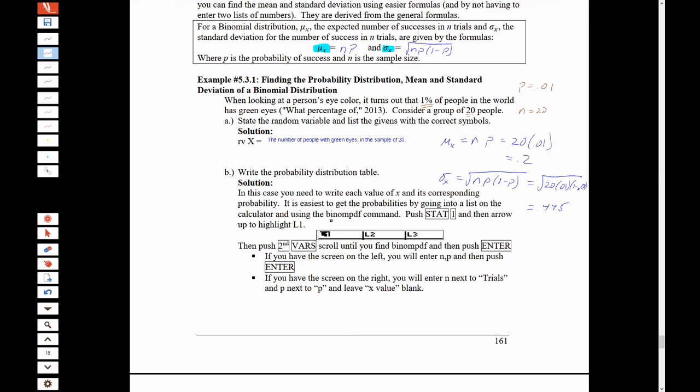And that's the easy way to compute mean and standard deviation for a binomial. Keep in mind, this only works if you've already verified that this is a binomial.